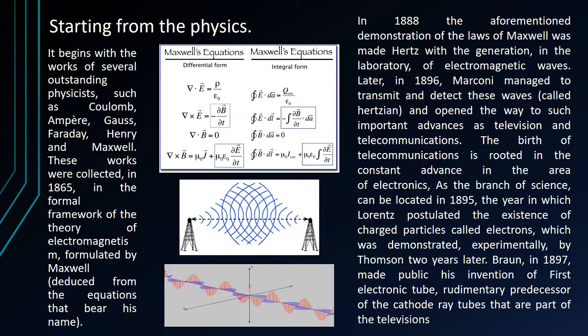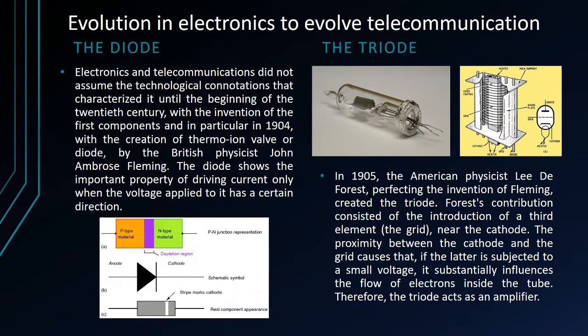Telecommunication is rooted in the constant advance in the area of electronics, as a branch of science that can be located in 1895, the year in which Lorentz postulated the existence of charged particles called electrons, which was demonstrated experimentally by Thomson 2 years later. Brown, in 1897, made public his invention of the first electronic tube, the elementary predecessor of the cathode ray tubes that are part of televisions. So, evolution in electronics led to the evolution of telecommunications.